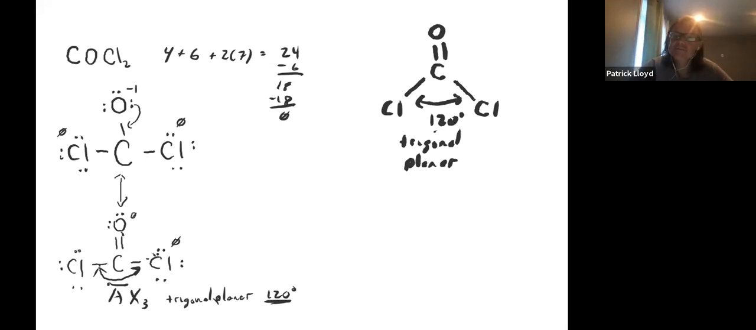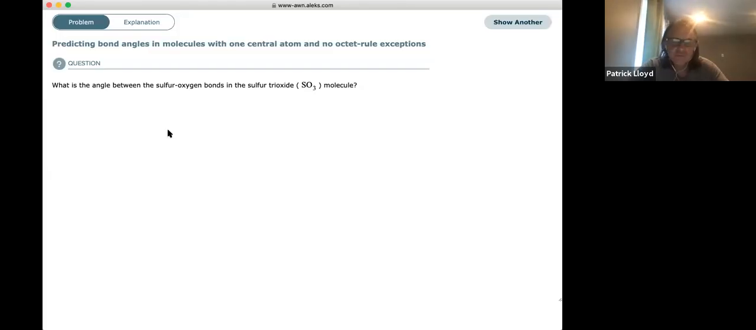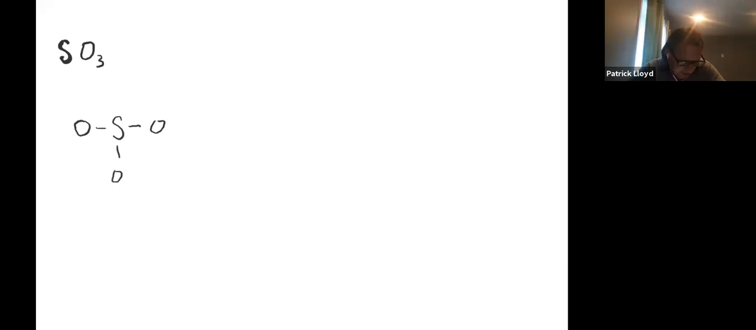Okay, let's take a look at another one. Okay, let's try this one. Predicting bond angles in molecules with one central atom. What's the angle between the sulfur oxygen bonds in the sulfur trioxide, SO3 molecule? Sulfur trioxide. Okay, so we start with the sulfur in the center. We have 3 surrounding oxygens. No charges. It's not SO3 2- or anything like that. It's not an ion. If it is an ion, that's fine. You're just going to have extra electrons in the valence shell. Just do it the same way.